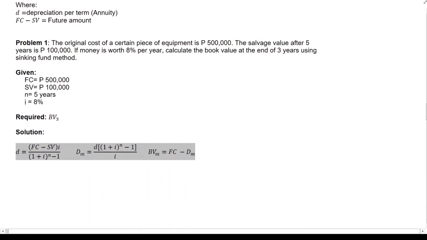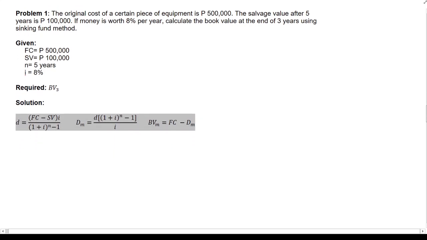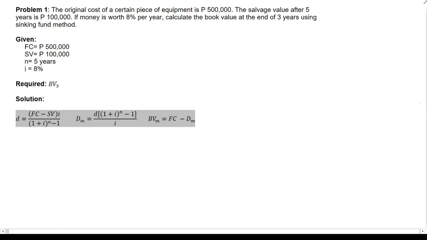Okay, so if we have here problem number 1, we have here an example. The original cost of a certain piece of equipment is 500,000. The salvage value after 5 years is 100,000. So the salvage value, the resale value or the trade-in value, is equal already to 100,000, and the first cost is 500,000, and for the useful life, that is 5 years already, because it includes already there the salvage value. Okay, so if money worth is 8% per year, that is already the I, the interest. Calculate the book value at the end of 3 years using the sinking fund method.